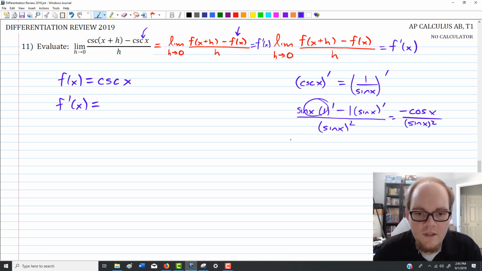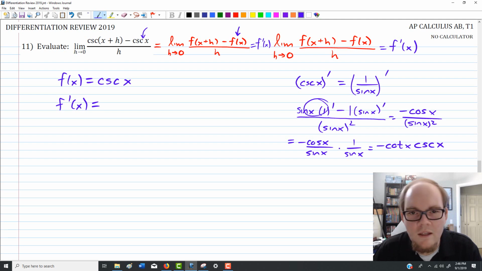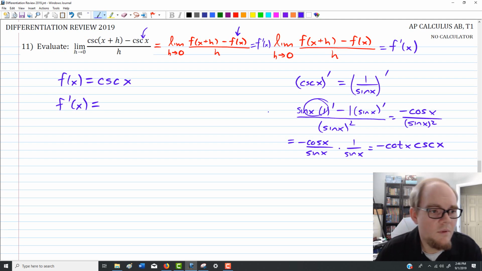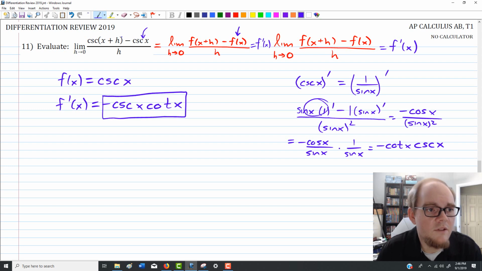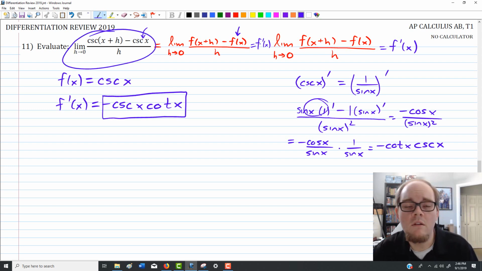As far as our ingredients then, if we separate this out into negative cosine of x over sine of x times 1 over sine of x, we can get the expression we're looking for. Negative cotangent of x times cosecant of x, which isn't exactly the standard way of writing it. Typically people write this derivative as the reverse, negative cosecant of x, cotangent of x.